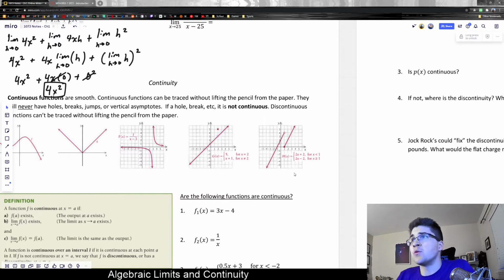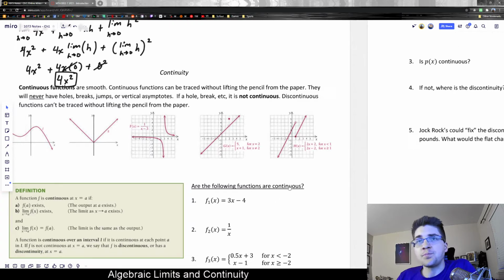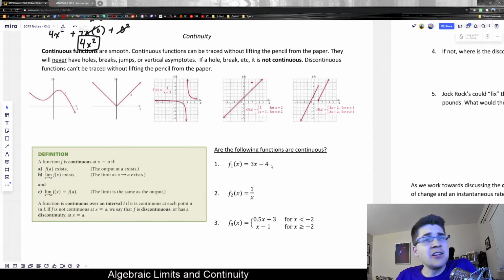And looking at the last one, another piecewise function where it switches from one line down to another, which is often called a break. But let's go ahead and look at the definition and look at a few sample functions to see if we can determine if they're continuous or not.